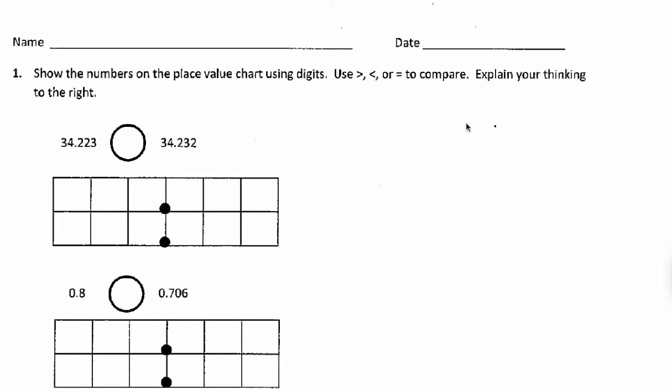Today we're going to be comparing numbers. It says show the numbers on the place value chart using digits. Use the following symbols. When I look at these symbols, I always look for this one because sometimes I get confused which one means greater, which one means less.